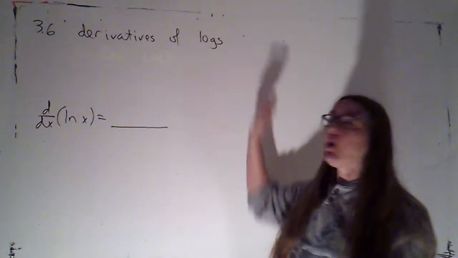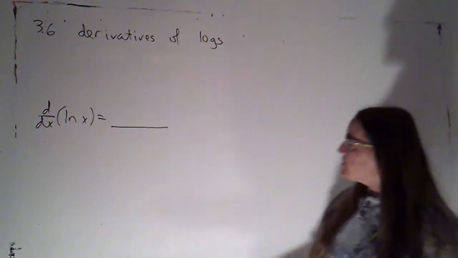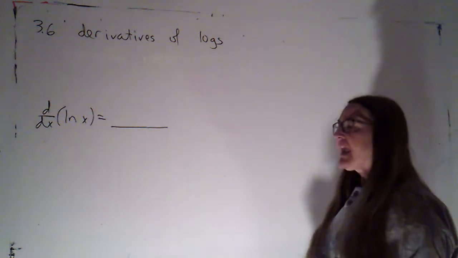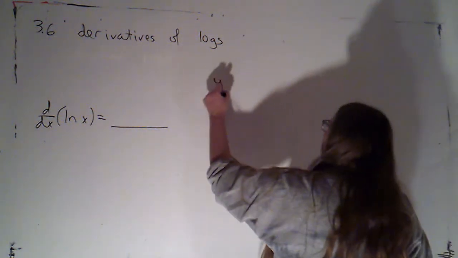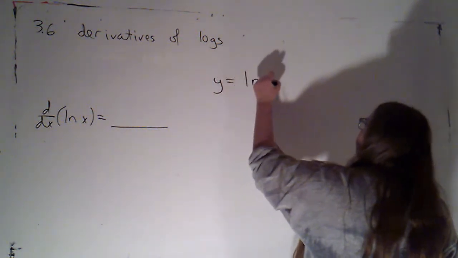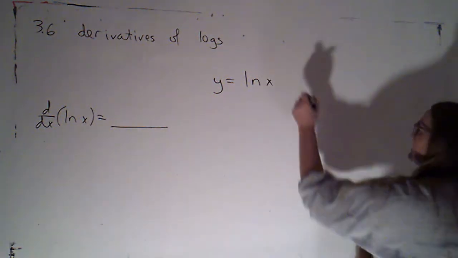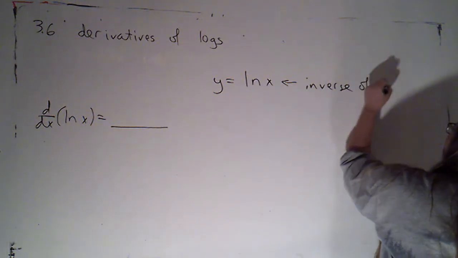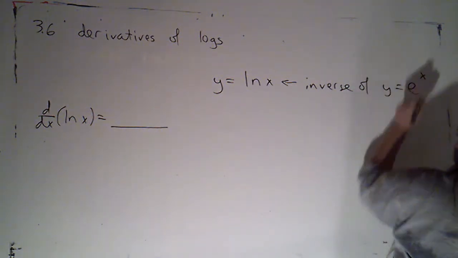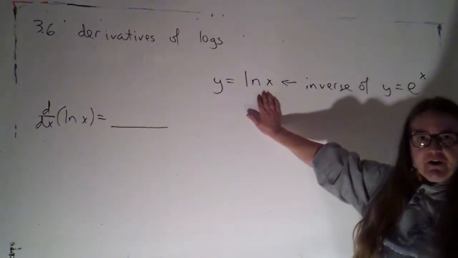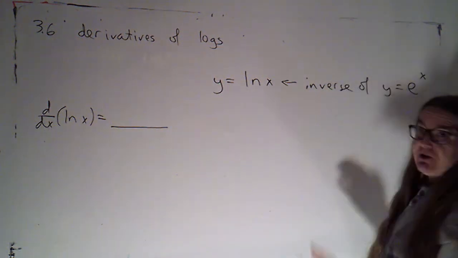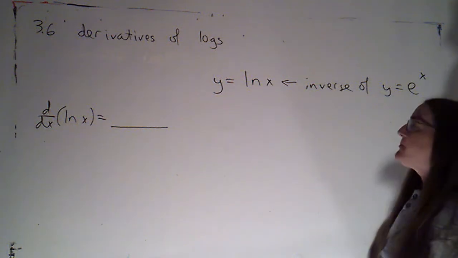Section 3.6 is about the derivatives of log functions. So we're going to start out by trying to find the derivative of the natural log function. Now here's a situation where I know if y is equal to the natural log of x, that function is the inverse of y equals e to the x. The log function with base e is the inverse of the exponential function with base e.